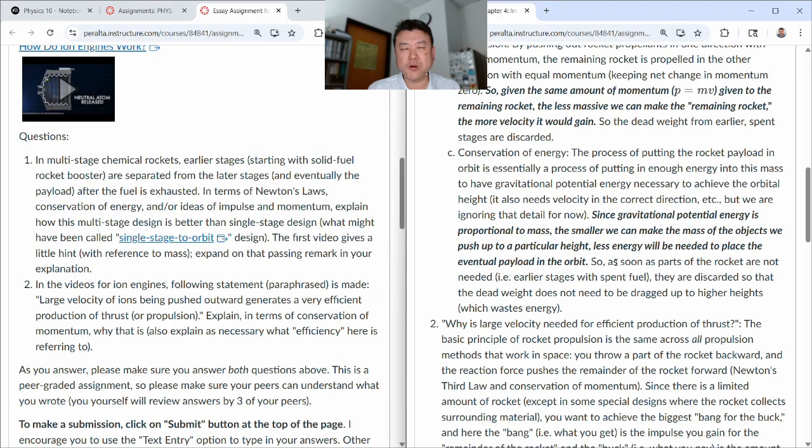Unless, I guess, if you are worried about reusability of rockets, which is, I guess, more of a thing these days. Yeah, so that's all the 3 possible, each individually full credit answers for question 1.